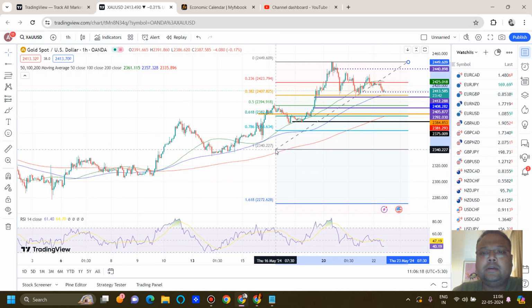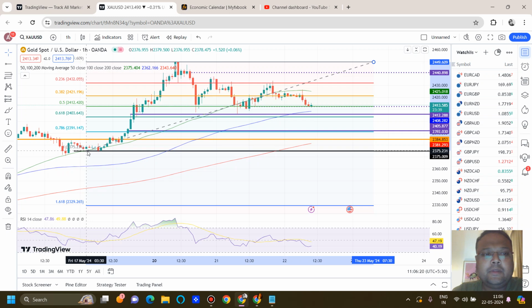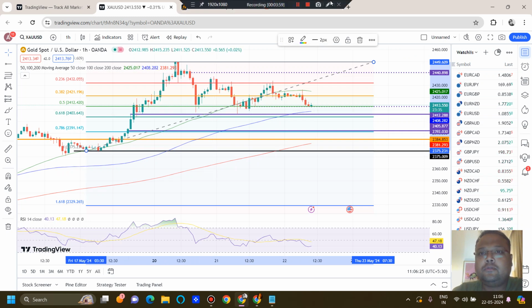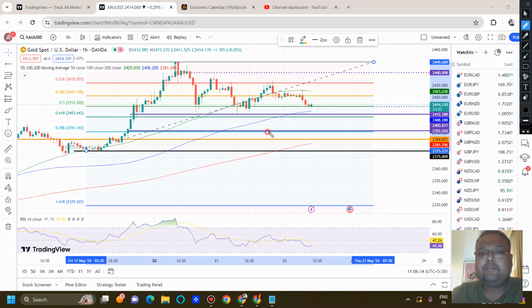And if we change the FIBO here, you can see we have the next support around 2404 or 2405, and FIBO 78.6% retracement around 2290.